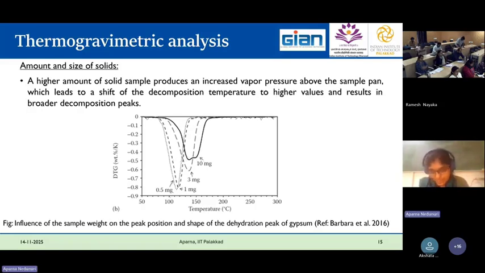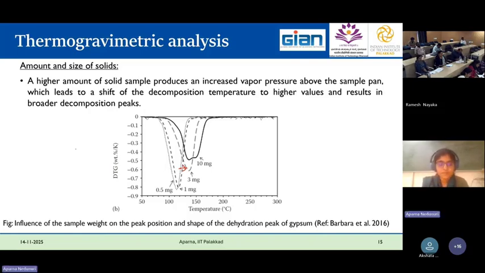So this is the same sample, but if we keep only 0.5 milligram, the decomposition is happening at a lower temperature. But if we increase the weight to 1 milligram, 3 and 10, we are seeing that the decomposition temperatures are pushing to higher temperatures. We can also see that with higher weight, we are not getting well narrow defined peaks.